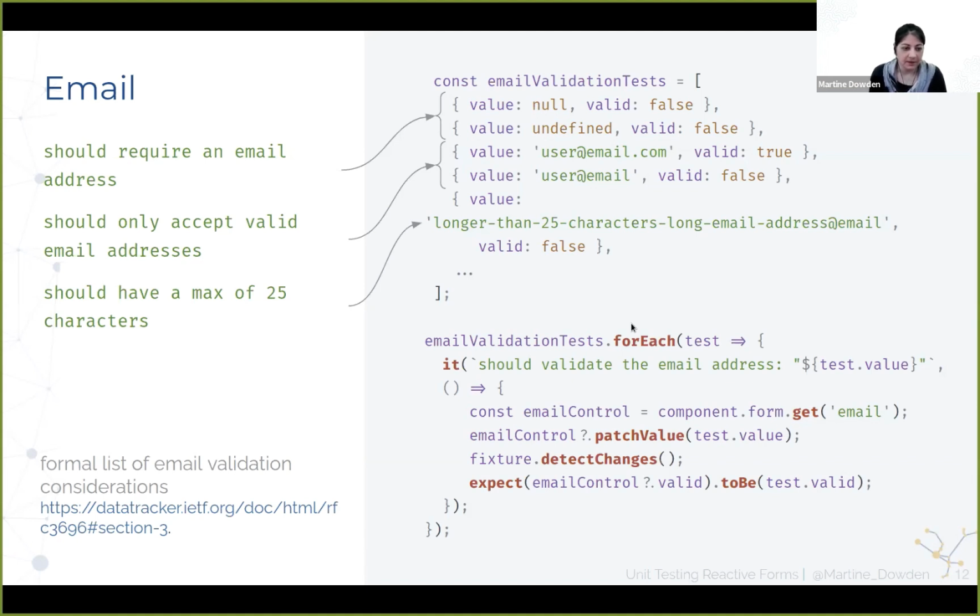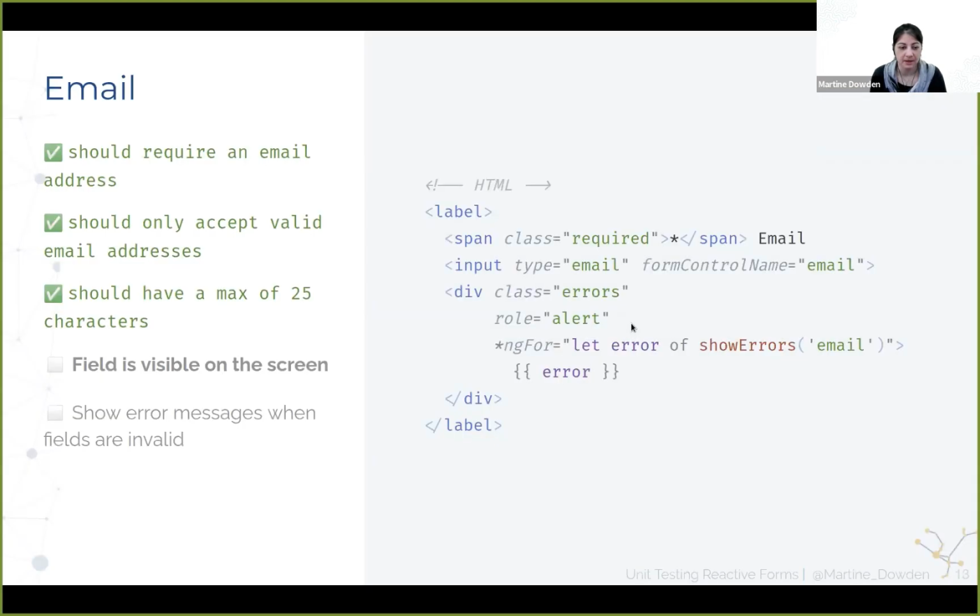So we have the email, we have our validity, we have our required, and we have our max length. We still need to look at our errors and whether it's visible on the screen, because at this point we've validated that the control and the validators that we've passed to our control work, but we haven't validated that the control actually shows up on the screen.